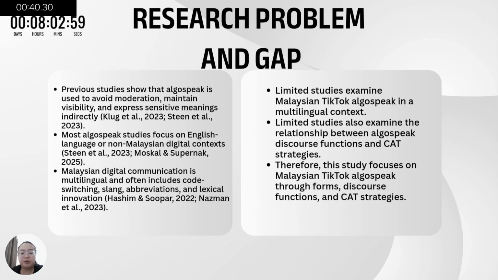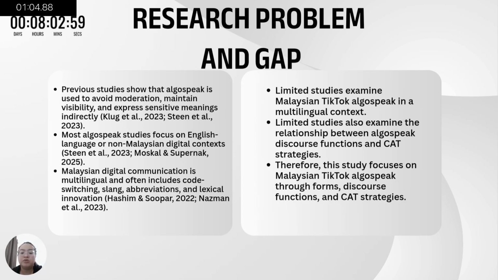The main research problem is that AlgoSpeak is becoming more common but is still not fully studied in the Malaysian TikTok context. According to Klug et al. 2023 and Steen et al. 2023, users use AlgoSpeak to avoid moderation and maintain visibility. However, most studies focus on English language or non-Malaysian contexts. This is important because Malaysian TikTok communication is multilingual.